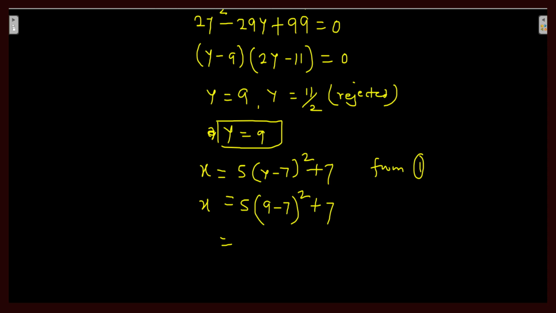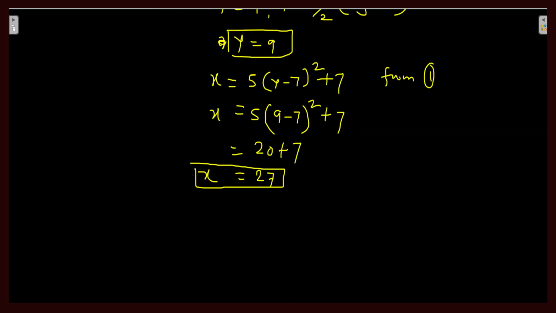Solve this further. So 9 minus 7 will be 2, 2 square will be 4, 4 5s are 20, and this plus 7, so x is equal to 27. And therefore we have got x is equal to 27. Highlight it, and at the end write the answer, that Varun's age is 27 years and that of Swati's age is 9 years.